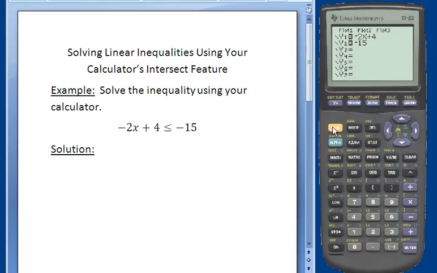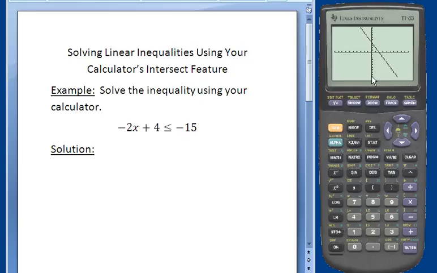Now, what we want to do is set a decent window. Usually you want to start with a standard window, and then if you need to make adjustments, you do. So let's press zoom, and then 6 is ZStandard, so 6. And we only see one line. Here's y equals negative 2x plus 4. You can tell because it crosses at 4. Y equals negative 15 is our y2, and that's a horizontal line.